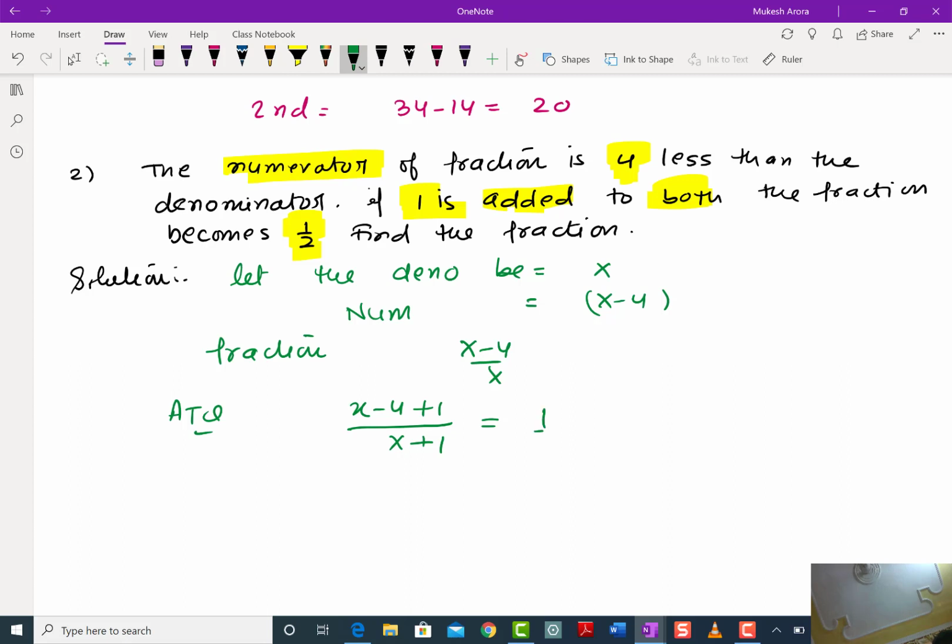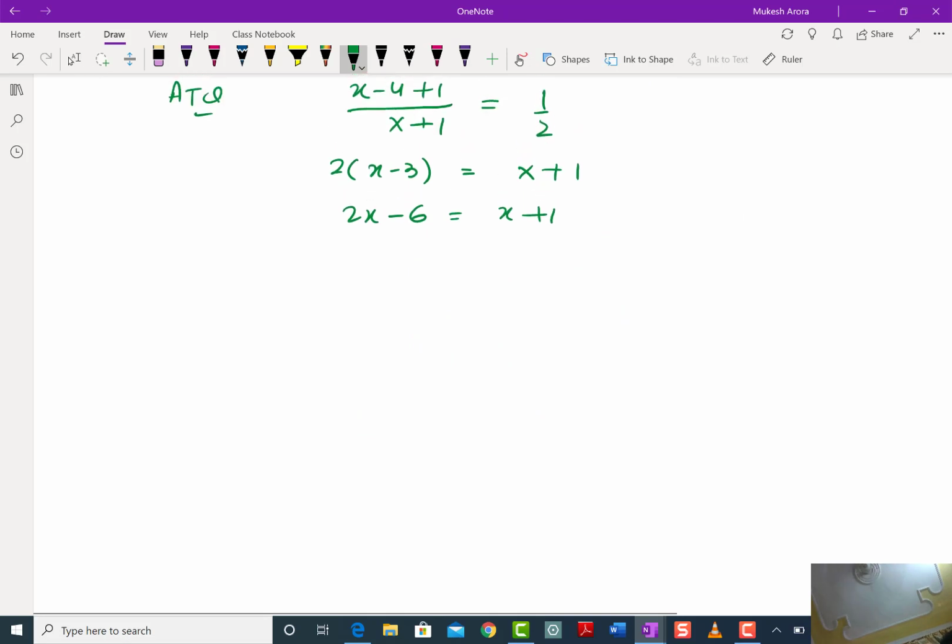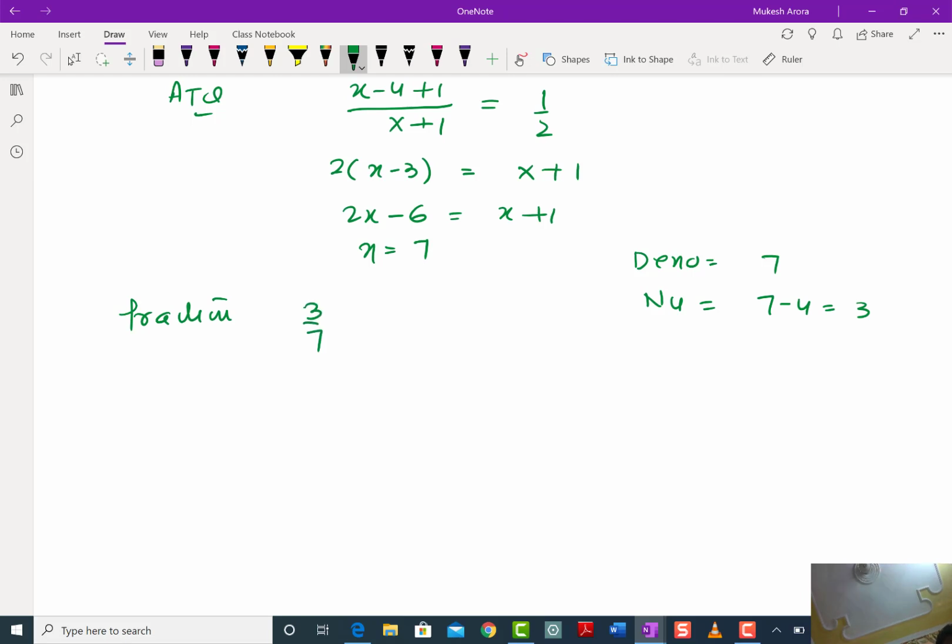1 by 2. Cross multiply, 2 into x minus 3 is equal to x plus 1. 2x minus 6 is equal to x plus 1. So x is equal to 7. So the denominator is 7 and the numerator is 7 minus 4, which is 3. The fraction is 3 by 7. If we want to check, we can check also on this.